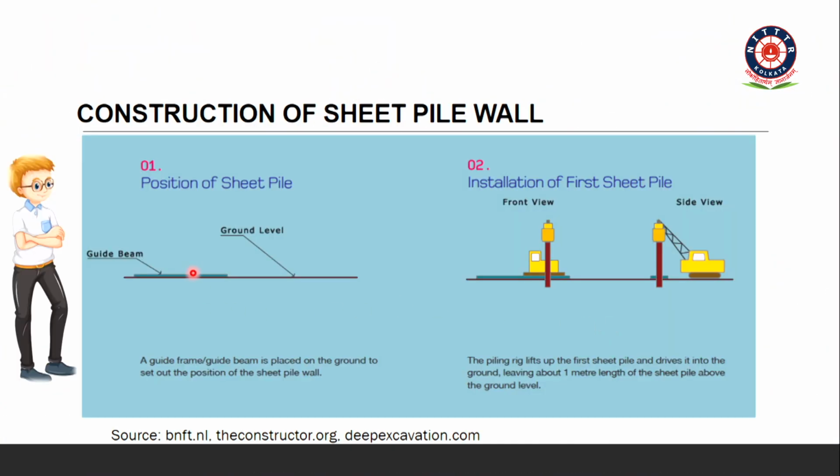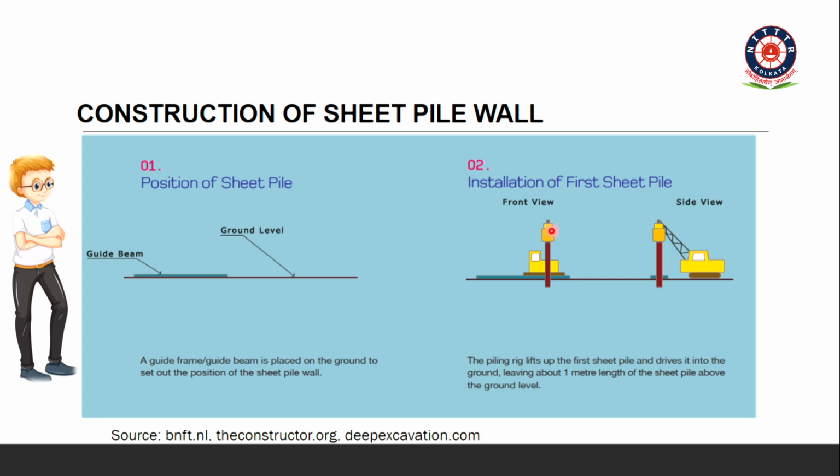See, the actual procedure will go like this. You can see first is the positioning of the sheet pile guide frame, because you have to maintain verticality, and a beam is placed over the ground to set the position of the sheet pile. And second is installation of the first sheet pile. How will you be doing it? See this procedure.